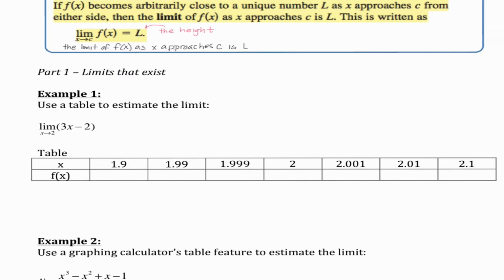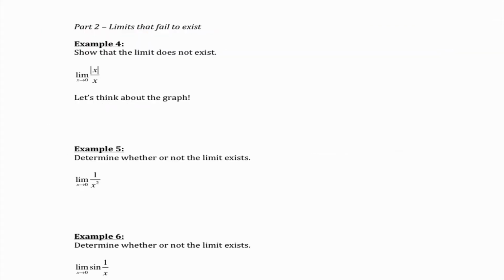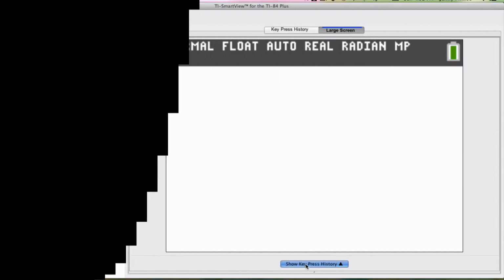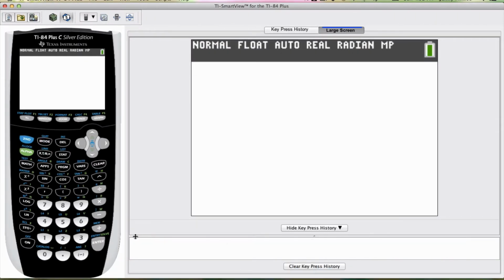I'm going to go ahead and transition now into my graphing calculator. I'm going to show you guys two different ways we can use our graphing calculator.